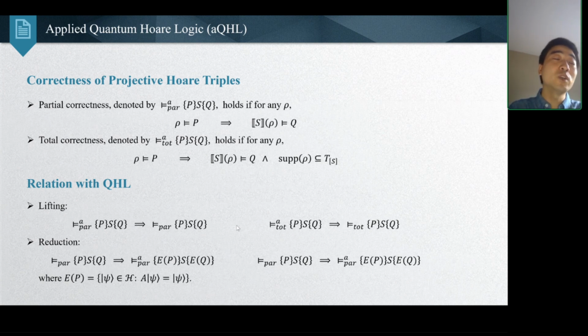And further, we have the relation with quantum. So here we denote as A, A means that it is applied quantum Hoare logic. So we have the lifting. So if the applied quantum Hoare triple is valid, then the corresponding quantum Hoare triple is valid, and vice versa, as long as P and Q are projections. And we also have the reduction.